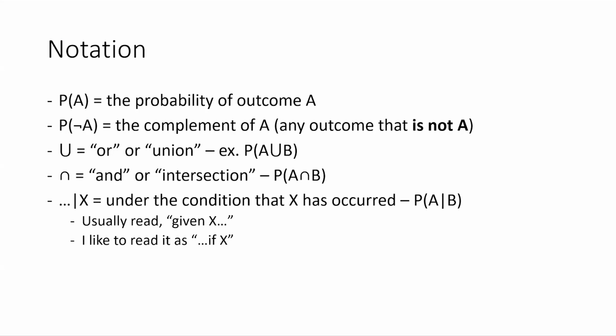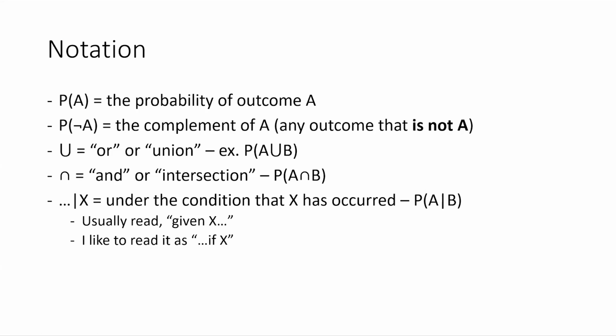There's some specific notation for this. So P of A, that means the probability of outcome A. This symbol means not or complement of. I just think of it as not. So the probability of not A. So any outcome that is not A.